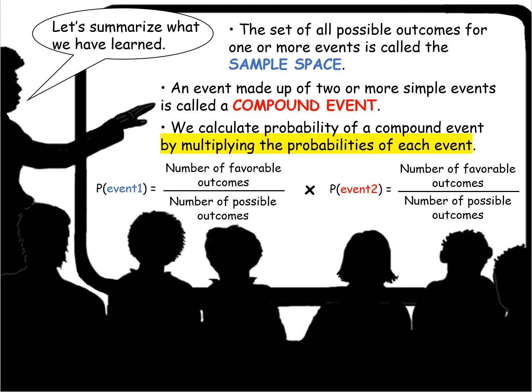Could we have more than two events? Absolutely. And how would you calculate the probability of three events occurring? Well, you would multiply each one of the probabilities for the sample space for each one together, and that would be your probability for that compound event.